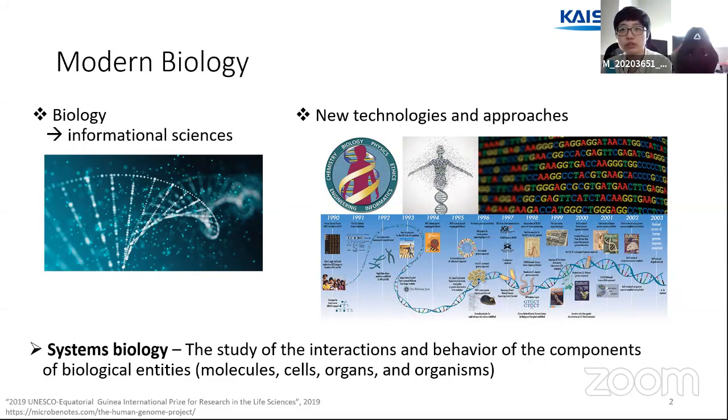Second, new technologies and approaches have emerged as time passed. These new things enable researchers to study biological complexity, especially the Human Genome Project, which was conducted from 1990 to 2003, and became a driving force to develop high-throughput sequencing, computational and mathematical tools, which lead researchers to analyze and understand biological large data sets. In the midst of these changes, systems biology emerged as the study of the interactions and behavior of the components of biological entities.